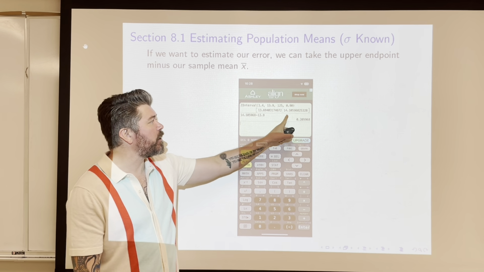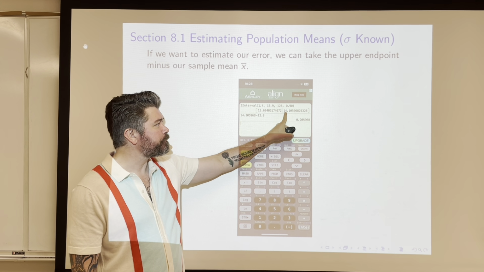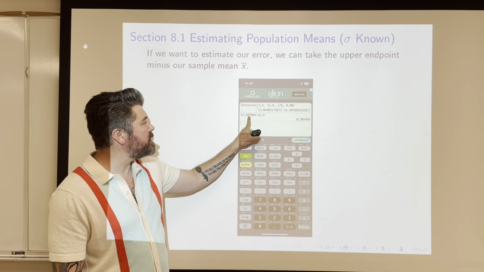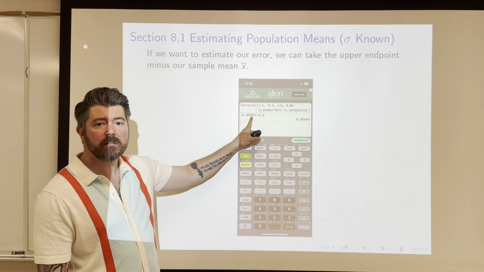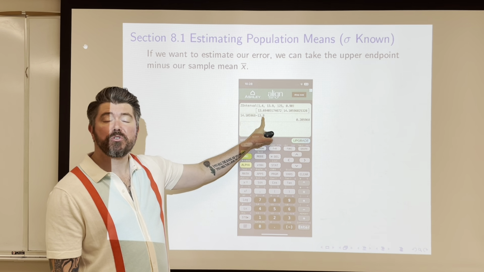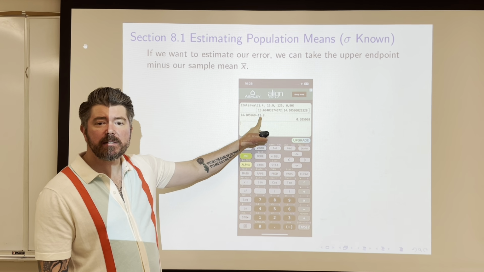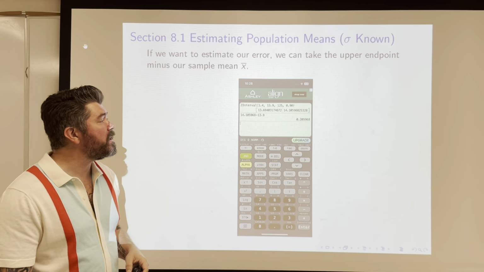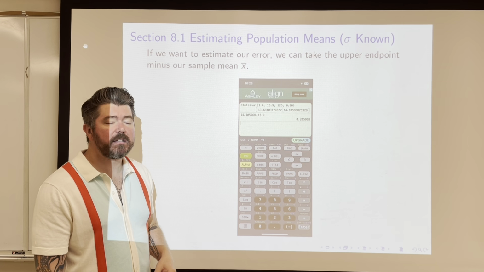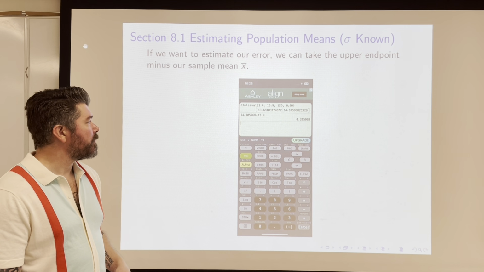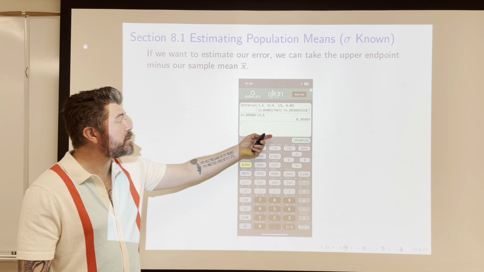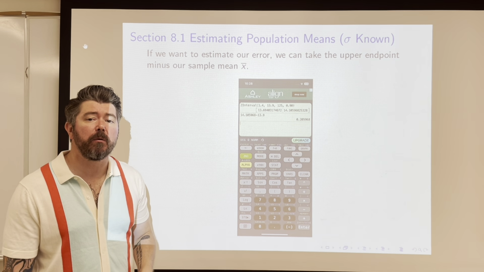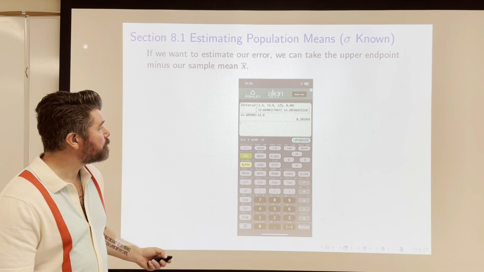If we want to estimate our error, we can take the upper endpoint minus our sample mean, x bar. The upper endpoint is 14.105968, and I'm going to subtract my sample mean. My sample mean in the problem was 13.9, and I get 0.205968. And this is my estimated error. So I can do that without using the formula, and that's okay.